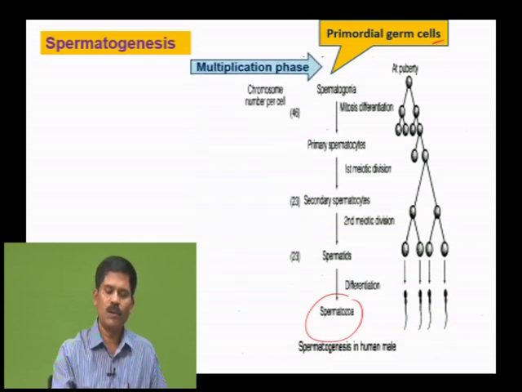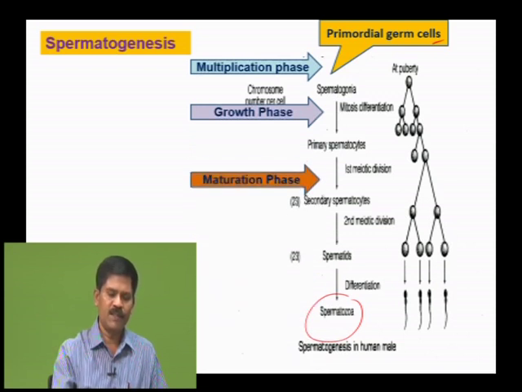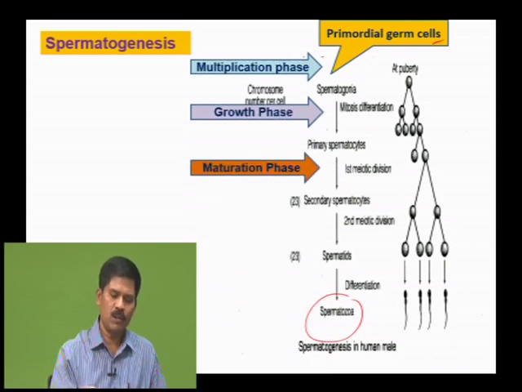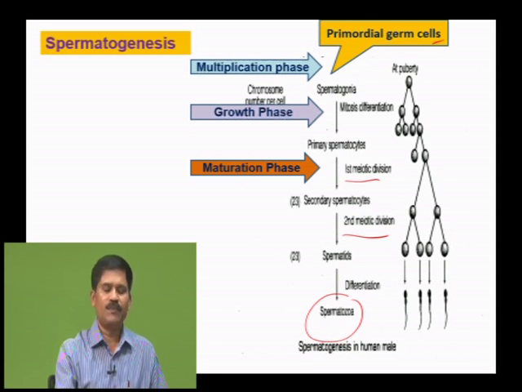The first one is called the multiplication phase. It involves mitosis. The second phase is called the growth phase, and the third phase is called the maturation phase. It involves meiosis, that is first meiosis and second meiosis. Primordial germ cells undergo repeated mitotic cell division, which results in the formation of numerous cells. These cells are called spermatogonia, also called sperm mother cells.